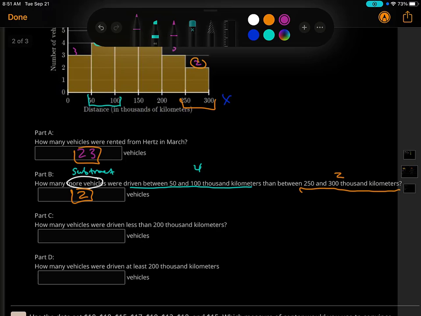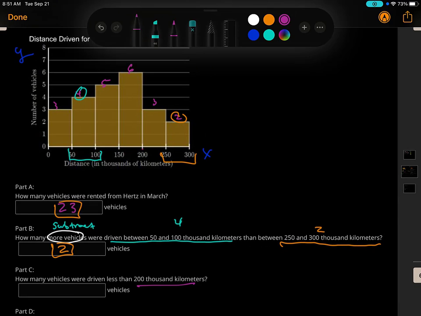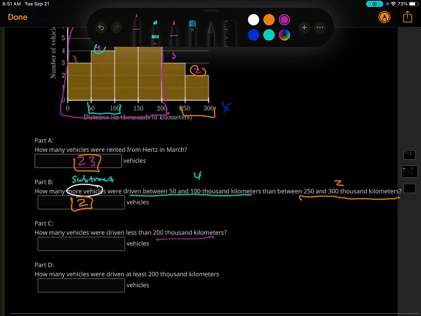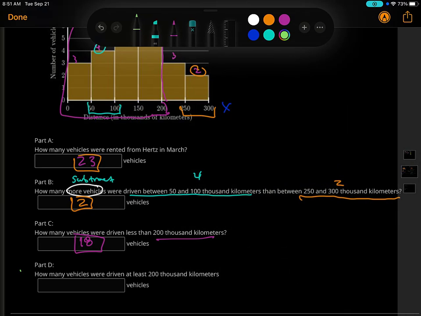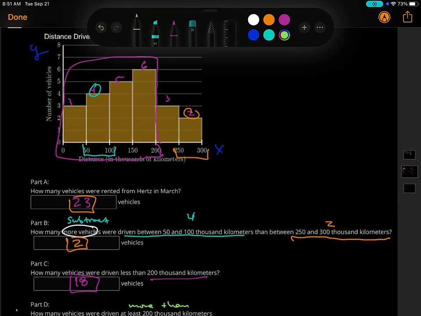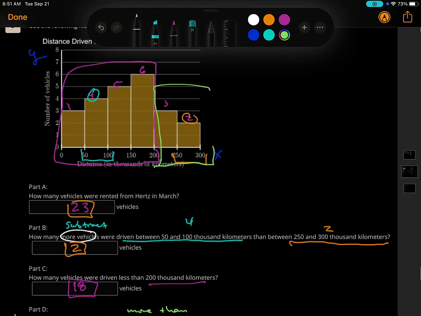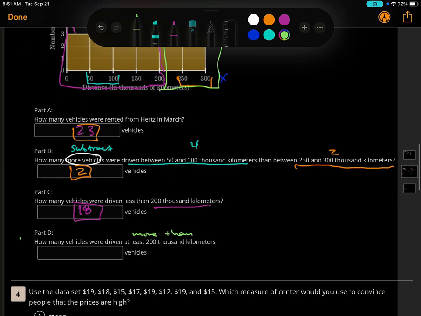How many vehicles were driven less than 200,000 kilometers? So I have 200,000, and that would be all of these, right? So 3 plus 4 is 7, 12, and then my answer would be 18. And the last one. How many vehicles were driven at least or more than 200,000 kilometers? So that would be over here. 3 plus 2, that would give us 5.